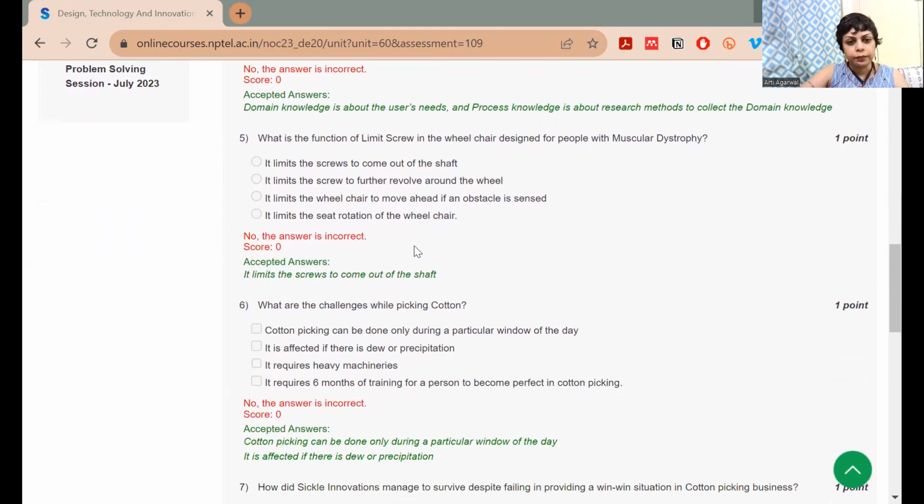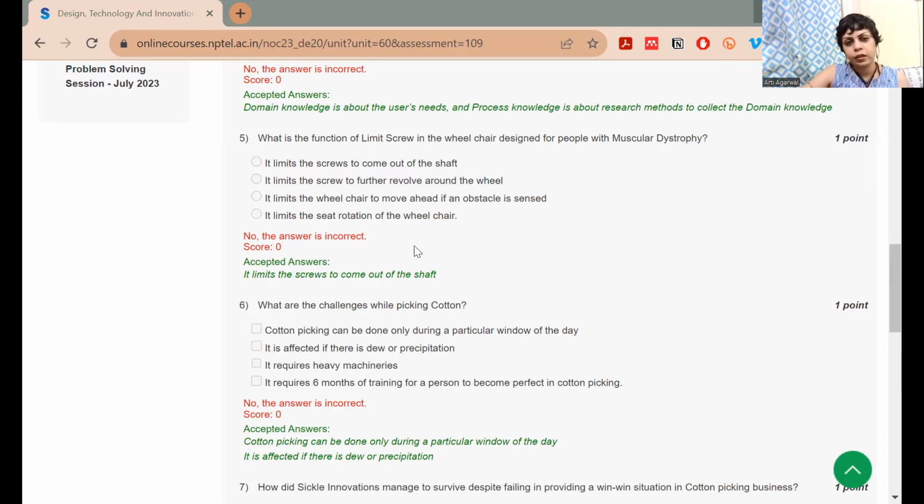Okay, question number 5. What is the function of limit screw in the wheelchair designed for people with muscular dystrophy? The options are: it limits the screw to come out of the shaft. Second is, it limits the screw to further revolve around the wheel. Third is, it limits the wheelchair to move ahead if an obstacle is sensed. Fourth is, it limits the seat rotation of the wheelchair.